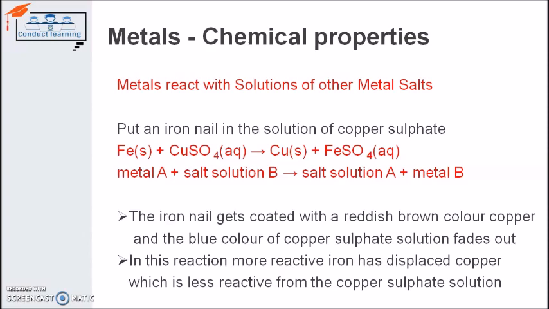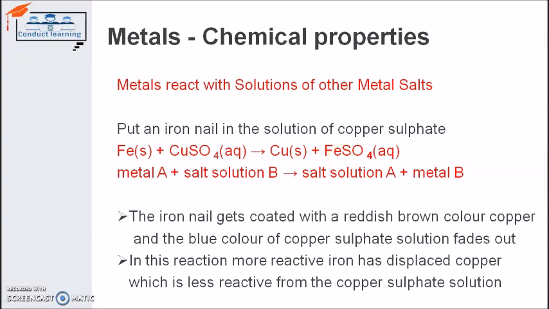So that means iron now has a brown color, and the copper sulfate solution is faded out. That means to say the chemical reaction has taken place. So the physical change makes us understand the chemical reaction has happened, and the chemical reaction will be given in this chemical equation, in which a metal is reacting with a salt solution of another metal, and it forms a salt solution and a metal B. The metal B is copper and the salt solution is iron sulfate.